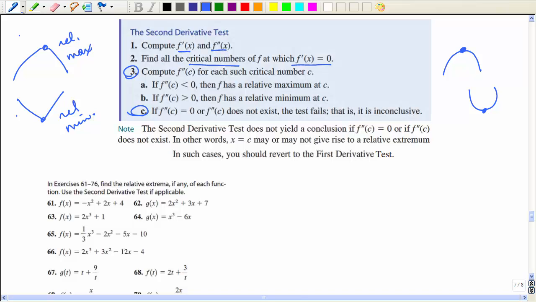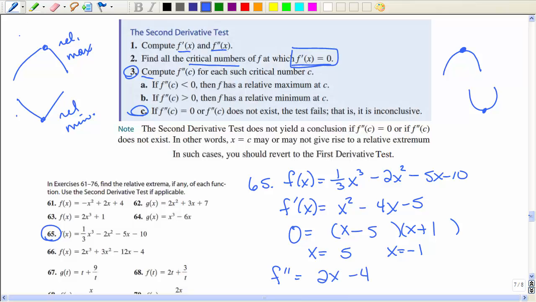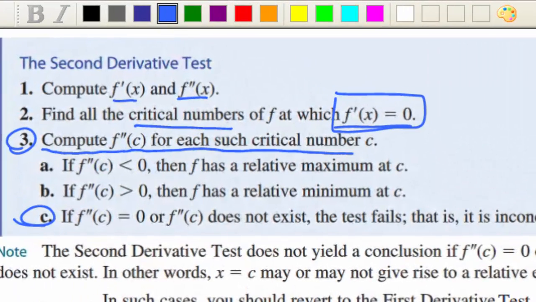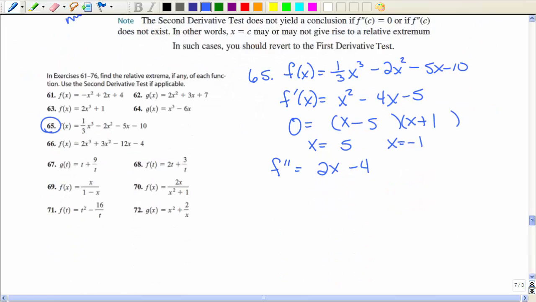All right, so let's look at some problems. Look at problem 65. We need to compute the first derivative, and we need to find when that first derivative equals 0. Then I need to also find the second derivative, and it says, on the third step, compute the second derivative at each critical number c. So I need to evaluate the second derivative at 5 and at -1.